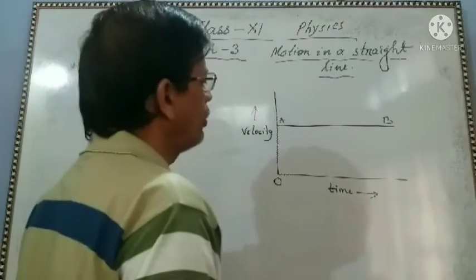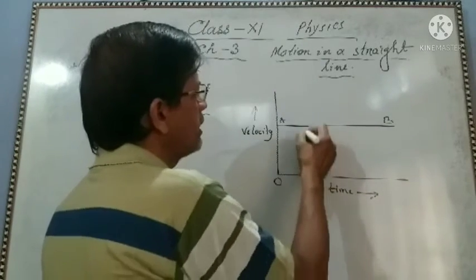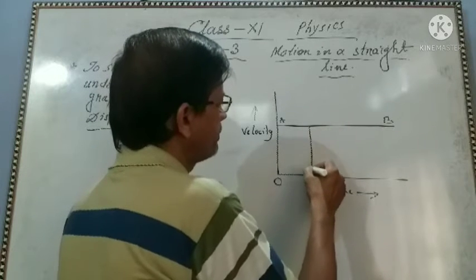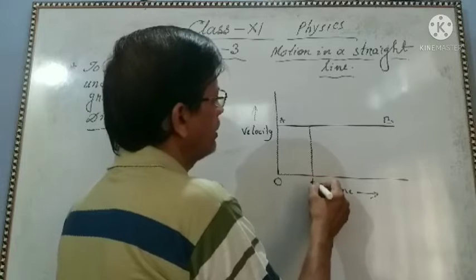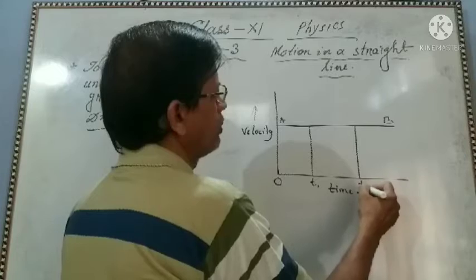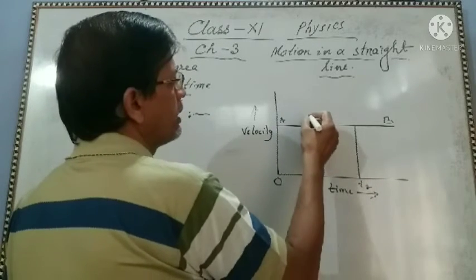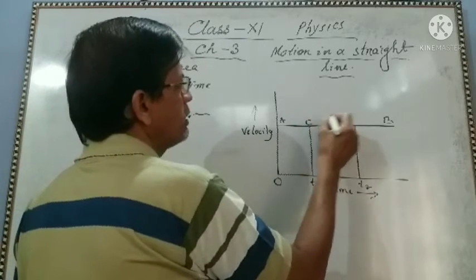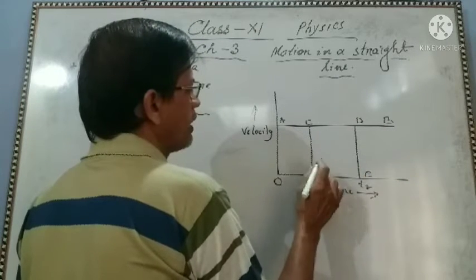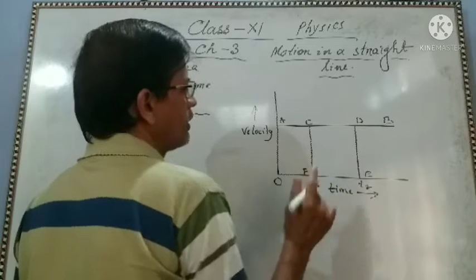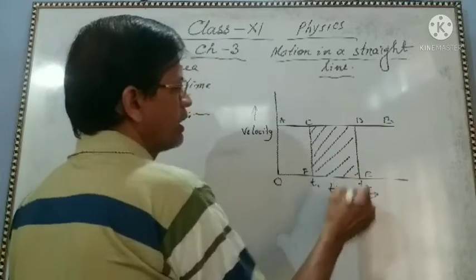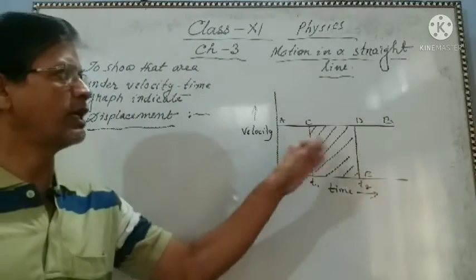Now we have taken two times, here at time t1 and at time t2. Say this is C, D, E, F. So what is indicated by this area? What is indicated by this area under the velocity time graph?